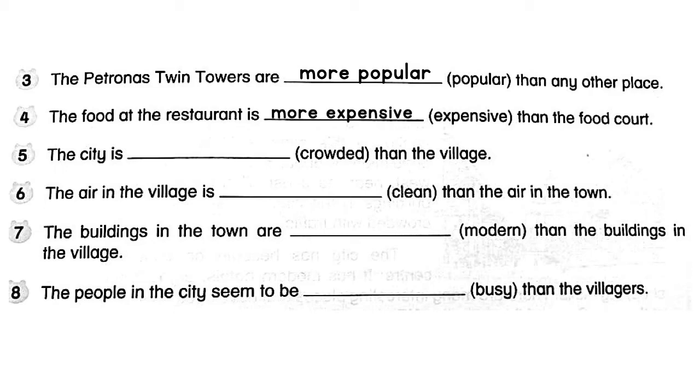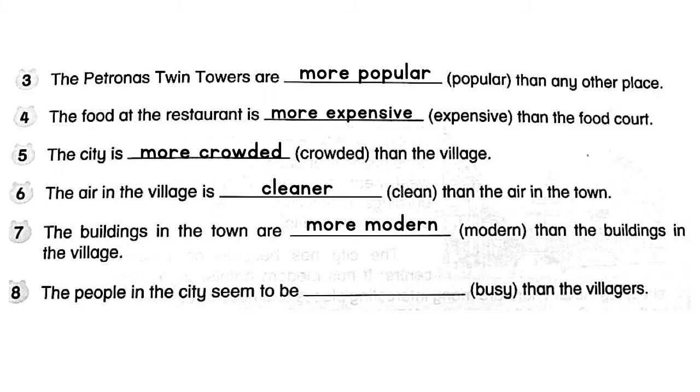The city is crowded than the village. Can we say crowdeder? No, so it's more crowded. Okay, the air in the village is, okay, regular verb, we have to add er, cleaner. Cleaner than the air in the town. The buildings in the town are more modern than the buildings in the village.